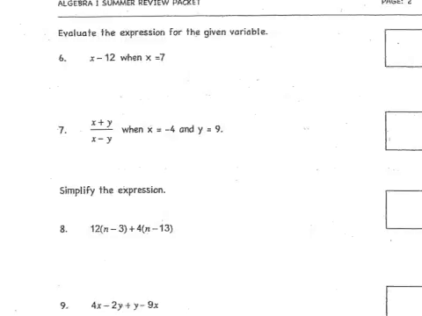So we are on page 2 now of the extra credit packet for Adult Ed Algebra. And number 6 is fairly straightforward. They're just asking us to evaluate, means to give an answer. So if x is 7, then you'd have 7 minus 12, which is -5 for your answer.